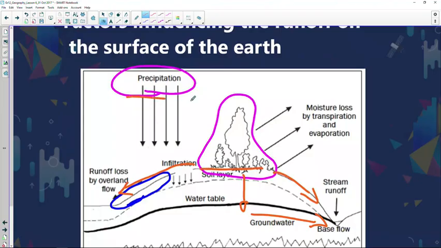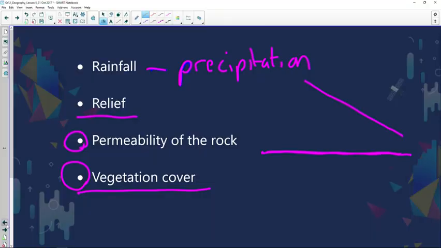And lastly, our first point that we discussed is the amount of precipitation. If there's not a lot of rainfall, the chances that we're going to have surface runoff are less. If there's a lot of rainfall, the chances of surface runoff are more. So if we look at our points, the amount of rainfall: some areas receive less rainfall, some areas receive more rainfall. The steepness of the slope: a steep slope promotes surface runoff. A gentle slope promotes groundwater runoff.